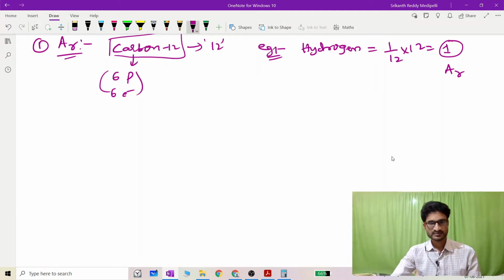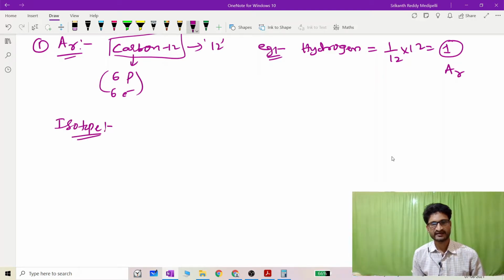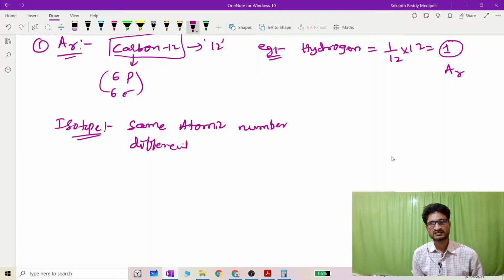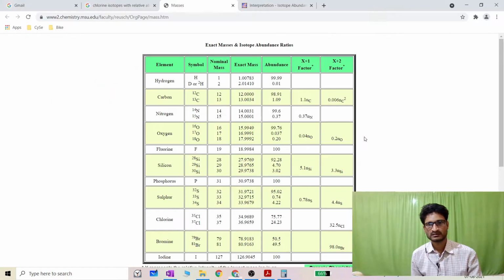Okay, that's good, but sometimes we will have isotopes. So we need to know what isotope means. So isotope means they have same atomic number, but they have different mass number. We can take the example of chlorine, which is represented with Cl for the symbol. So we can see here we have two isotopes.